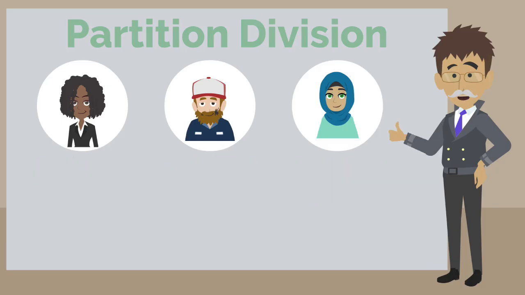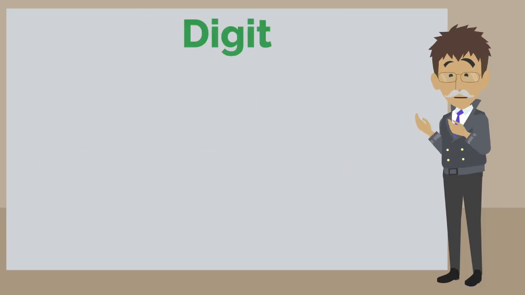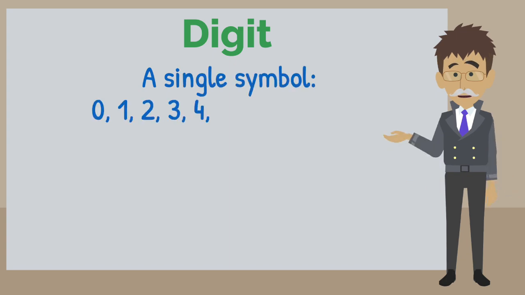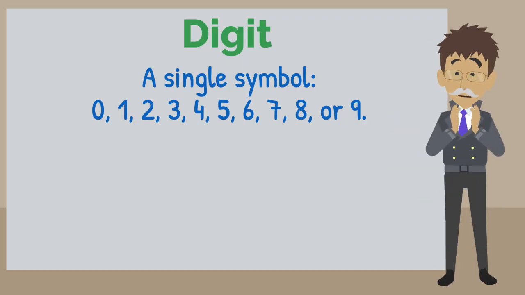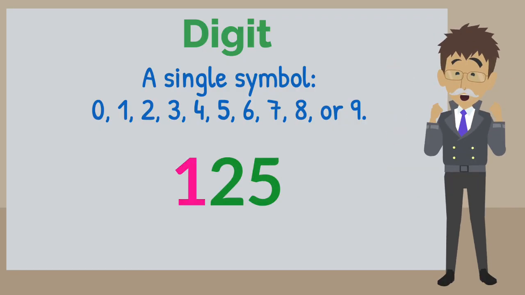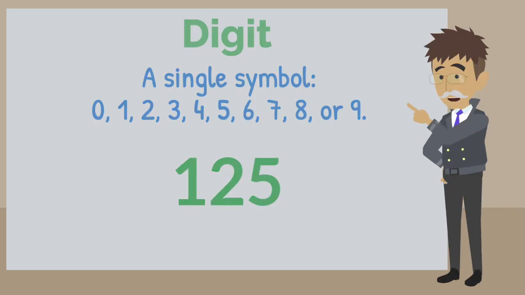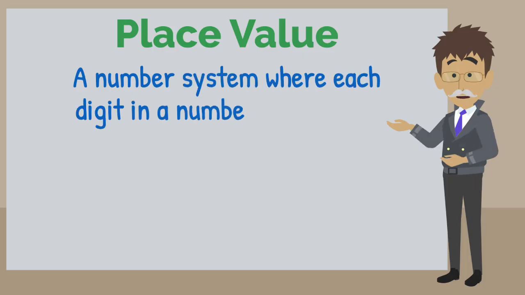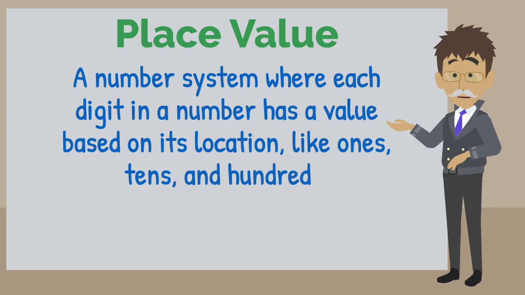Other terms related to computation in 5th grade include digit. A digit is a single symbol, 0, 1, 2, 3, 4, 5, 6, 7, 8, or 9. They are the building blocks of all numbers. The number 125 has digits of 1, 2, and 5. Place value. A number system where each digit in a number has a value based on its location, like ones, tens, and hundreds.